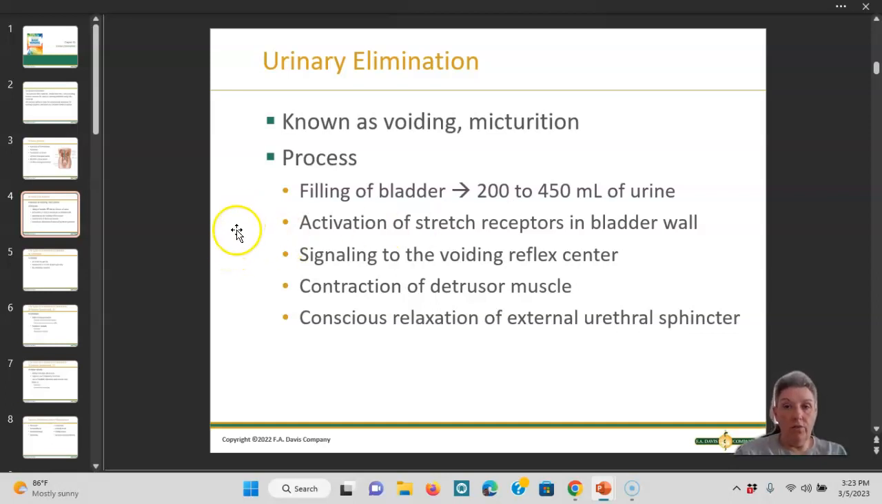So activation of the stretch receptors, the signaling to the voiding reflex center, that tells you that you gotta go. Contracting of the detrusor muscle, and then conscious relaxation of the external urethral sphincter. Have you ever wanted to pee and can't? Because you have to consciously relax that sphincter. This is why there's issues when you say, oh, just give her a bedpan. It's not the same. How many years did they spend trying to get you to not pee your pants?